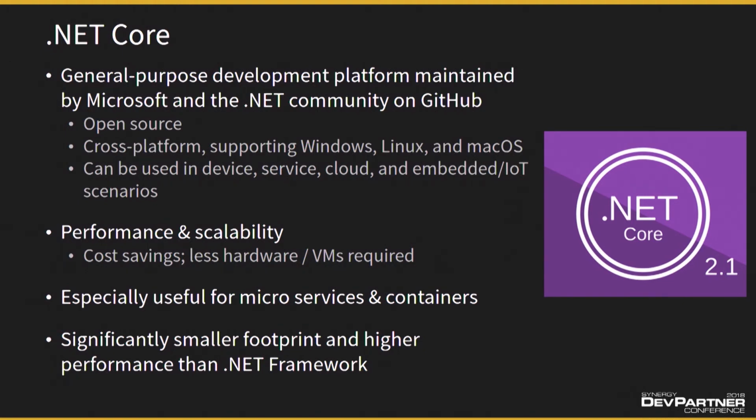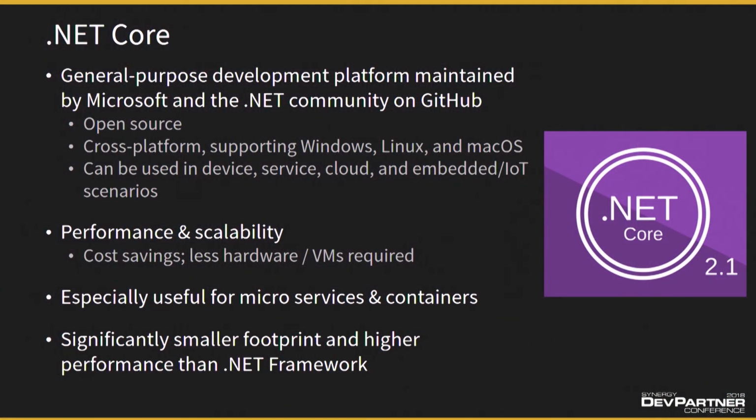It can be used typically right now, in the version that we're dealing with today, which is 2.1, for device development, libraries for devices, services, cloud-based stuff, embedded or IoT type scenarios. But in the future versions that are coming, there's going to be a whole bunch of extra stuff you can do with .NET Core, entering into the desktop realm, and I'll touch on that a little bit later on. What .NET Core is really focused on in a big way is performance and scalability. And you'll learn how that happens in subsequent slides.